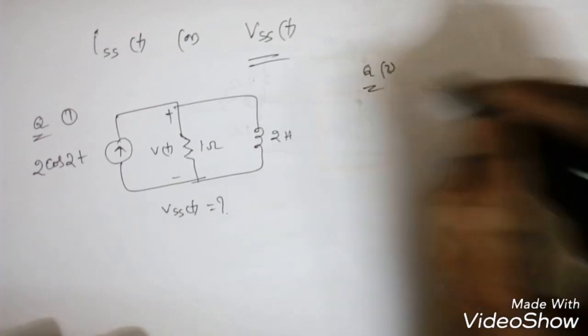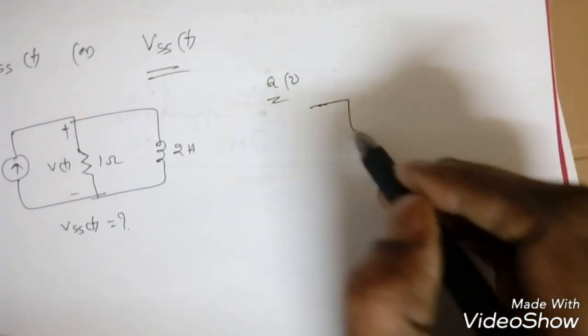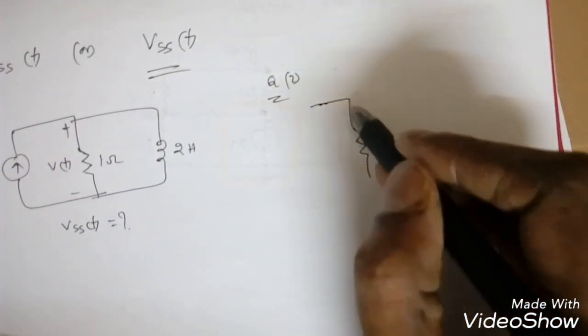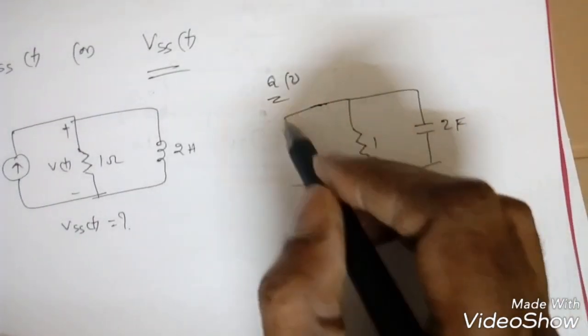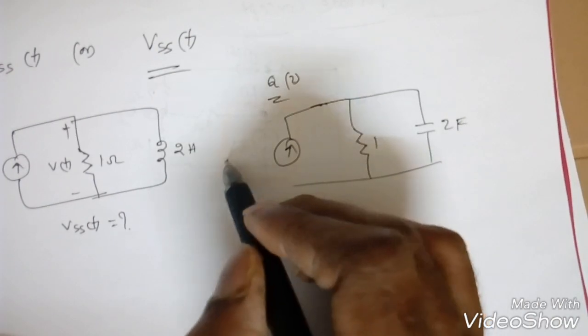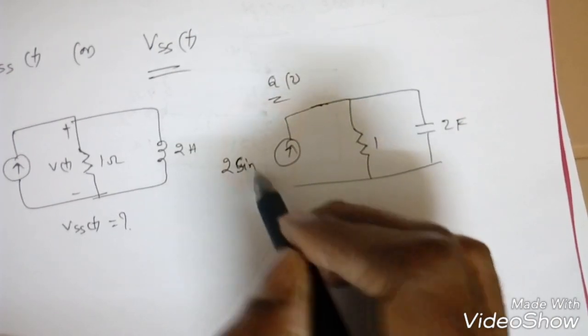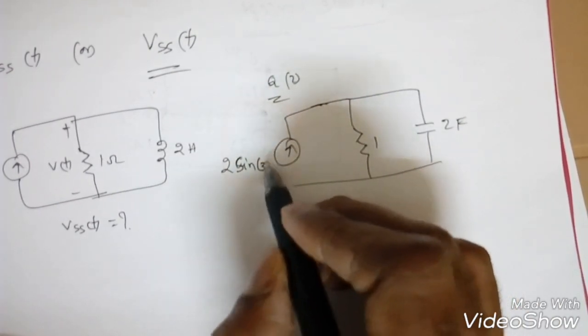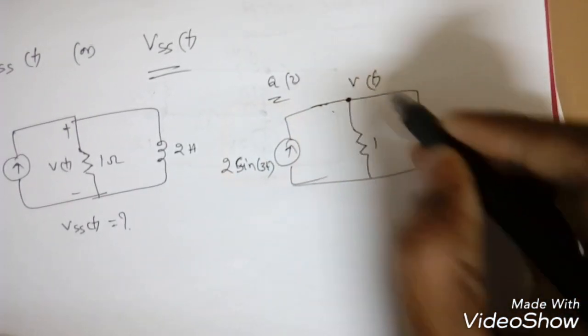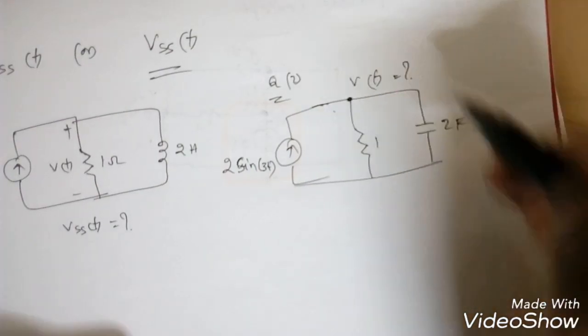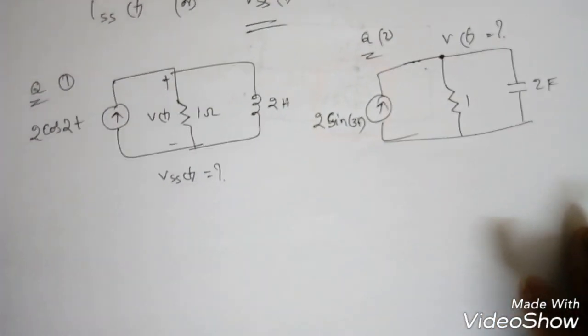And question 2, suppose this is a simple RC circuit, 1 ohm, 2 farads, right? And the current is again 2 sine 3t, right? Again find this V of t. So I will do one, you proceed for the second.